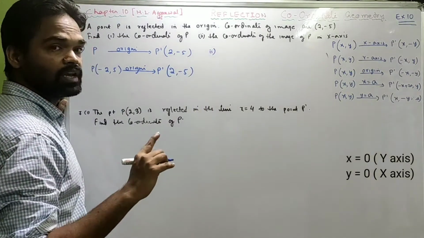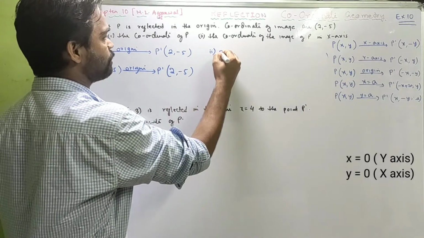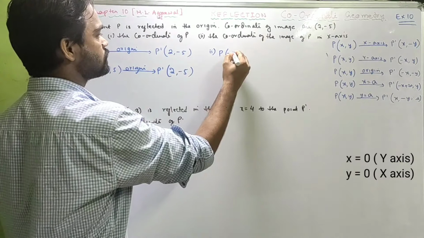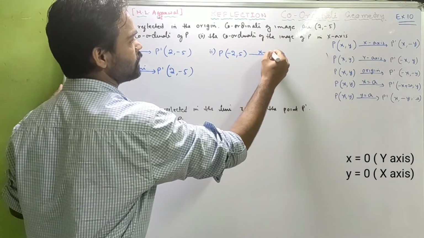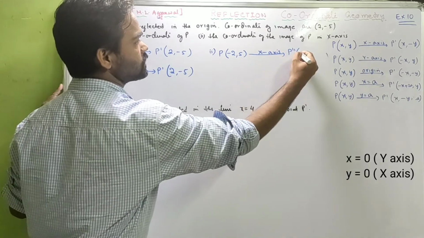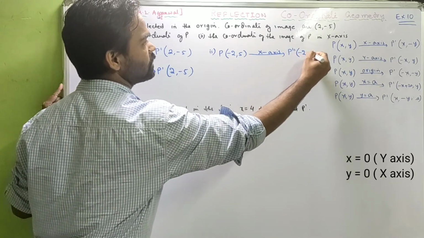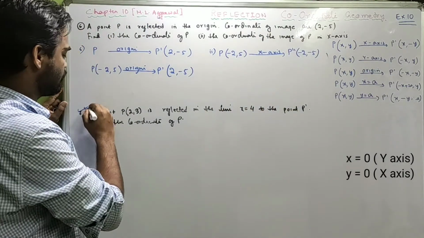Now, part 2. The coordinates of the image of P when reflected in the x-axis. Now we have P (-2, 5). It is reflected in the x-axis. So suppose P double dash. The sign of the y coordinate changes. Done.